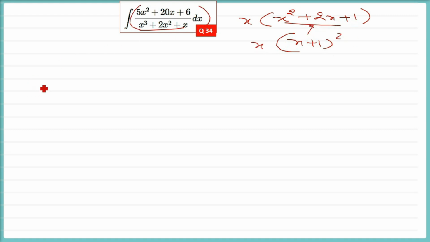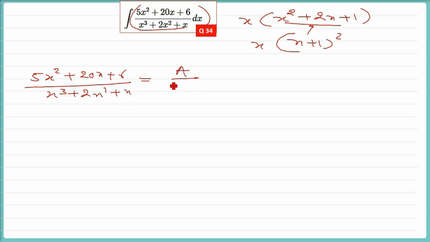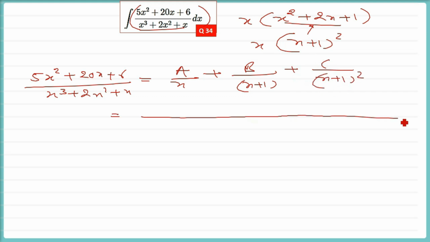From here to here, this 5x square plus 20x plus 6 divided by x cube plus 2x square plus x will be written like this: a divided by x plus b divided by x plus 1 and then c divided by x plus 1 whole square. Take the LCM now. x and x plus 1 whole square will come. Now with a, x plus 1 whole square. Then we have b, so x and x plus 1 will come. And then with c, x will come.